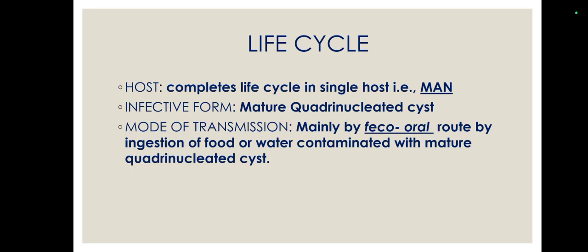Next, life cycle. So first we have to know about the host. Entamoeba histolytica completes its life cycle in a single host, that is man. What is the infective form? That is the mature quadrinucleated cyst. We have to know about the mode of transmission, how it transmits. It is mainly by the fecal-oral route, by ingestion of food or water contaminated with mature quadrinucleated cyst.